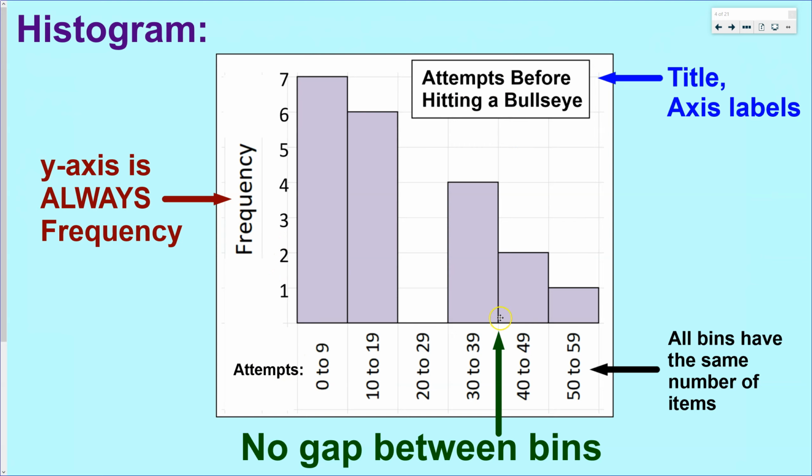There's no gap between the bins. That's what distinguishes a histogram and a bar graph. A bar graph, sometimes you're allowed to have a gap between the bars. A histogram, you're not. Although you'll see that this rule is broken in real life all the time.